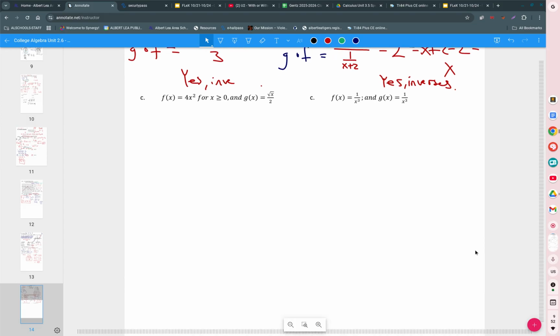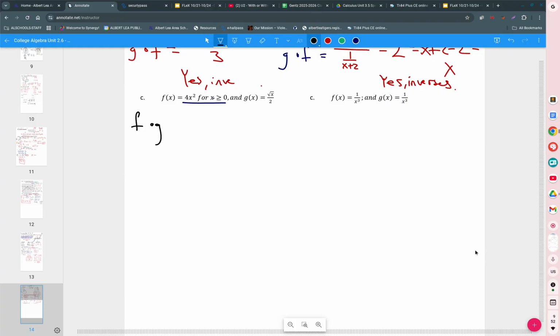Letter C, f of x equals 4x squared for x greater than or equal to 0. Everybody freaks out when they see that. What shape does 4x squared make? A parabola. Well, if I go for just x, is a parabola 1 to 1? No, but if I cut off that half, is it now 1 to 1? So you don't have to really do anything about it. It's just stating, hey, we're just using this half of the parabola, okay? So we're going to see if these are, in fact, inverses.